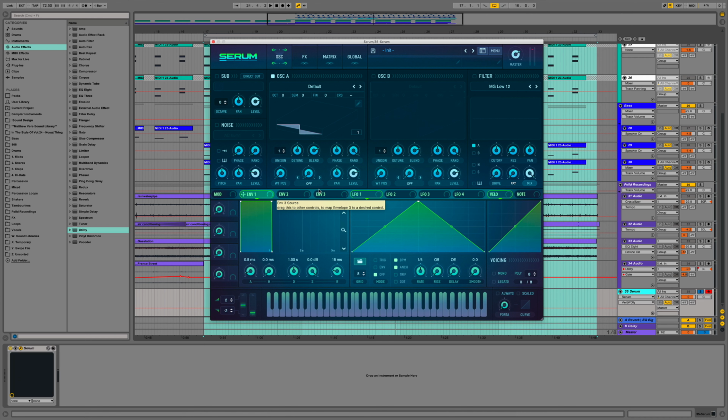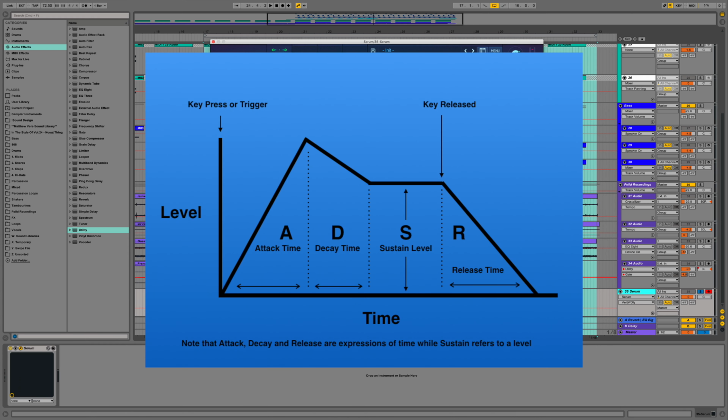A typical EG provides the following controls. Attack, which is the amount of time it takes for the sound to go from nothing to its maximum level. Decay, the amount of time it takes for a sound to go from the maximum level attained at the end of the attack stages to the volume level set in sustain. Sustain, the volume level, not time duration, at which the sound remains while the key is held following the attack and decay stages. And the release, the amount of time it takes for the sound to go from the sustain level to nothing upon release of the key.